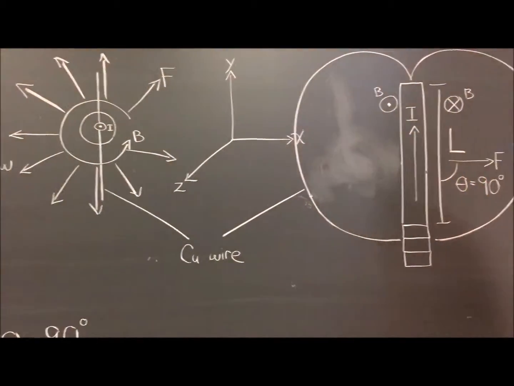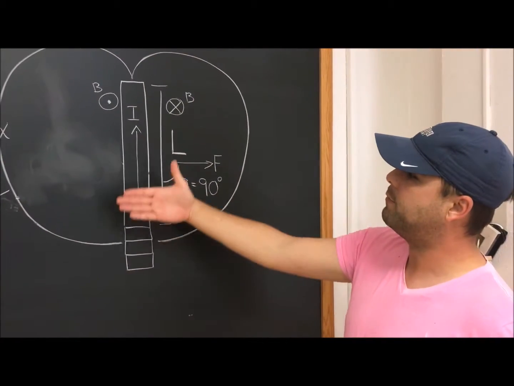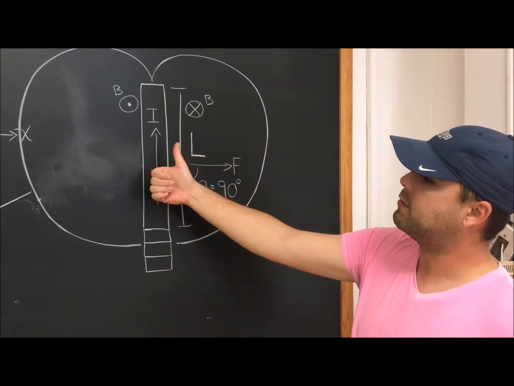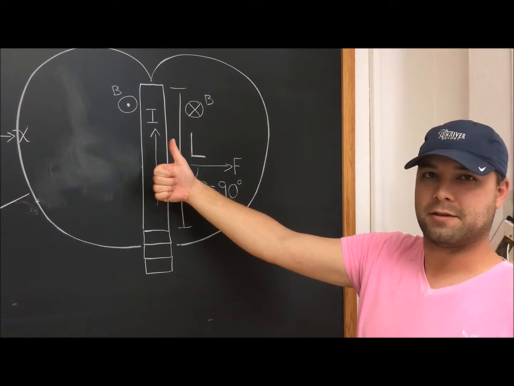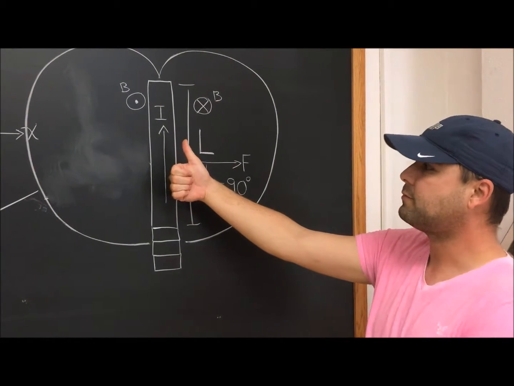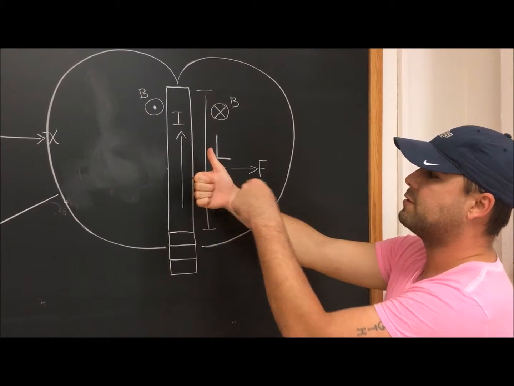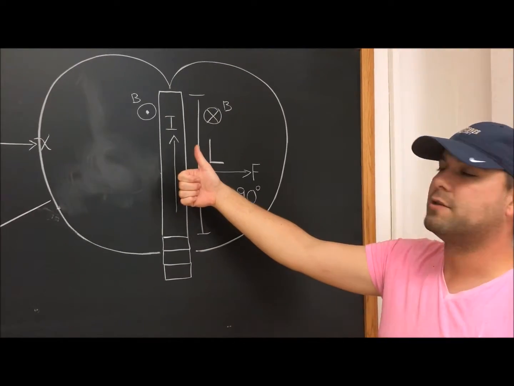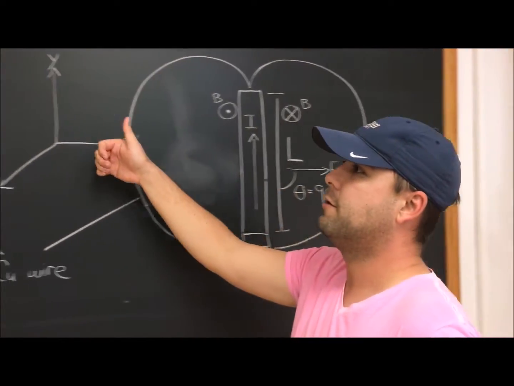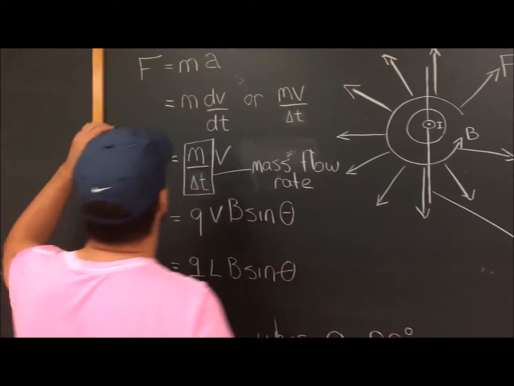So if you have a current, back to this one, moving up, you wrap your fingers around the current, and that's how the magnetic field moves. And then of course the force is always going to be perpendicular to that magnetic field direction. Over here we've got our derivation.